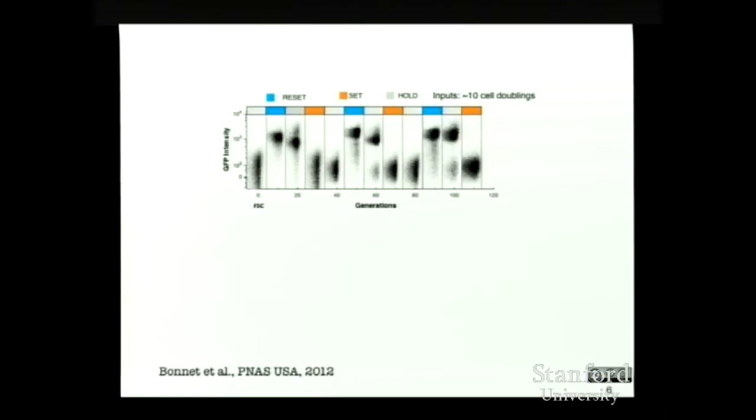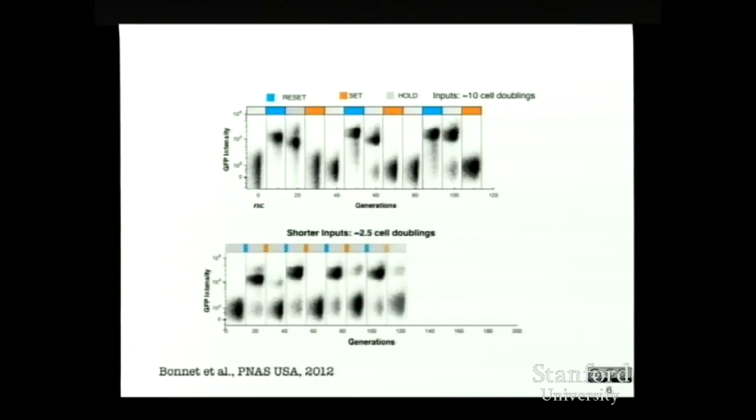These input pulses are quite long. You can see it says 10 cell doublings. So that might be, in this experiment, 12 hours. A 12-hour input pulse. Okay? So if you wanted to make a cell division cycle counter, a 10-cell doubling switching requirement, not so good. So we've been pretty keen to push the speed. And this is what it looks like if you cut the pulse size down to 2.5 doublings, which probably isn't fast enough yet.